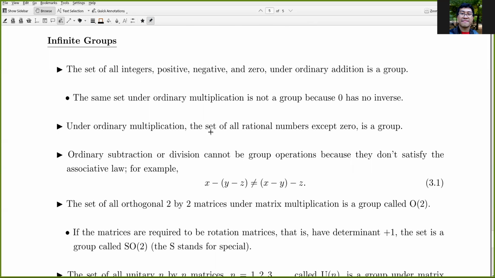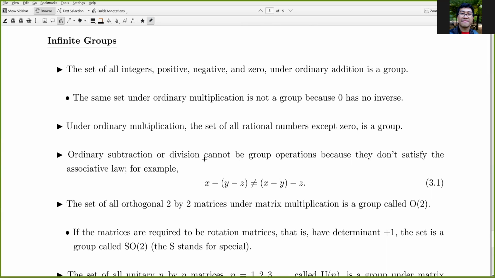Under ordinary multiplication, the set of all rational numbers except 0 is a group. Actually, for the integers, it may still not be a group, because for example, for the number 3, the number we need to multiply to 3 to get 1 is 1 over 3, which is not an integer. So we need rational numbers except 0 under multiplication to make it a group.